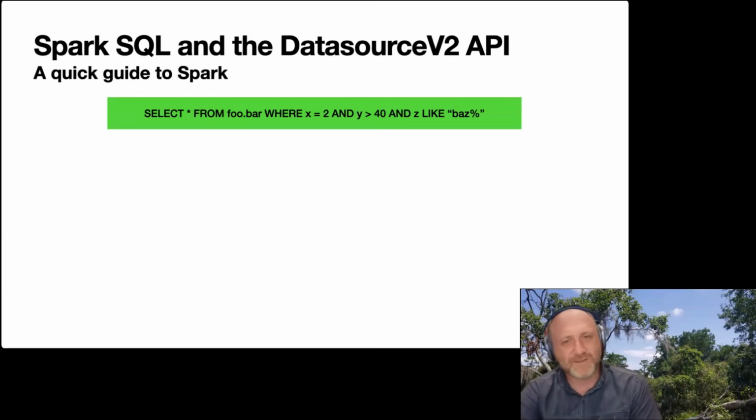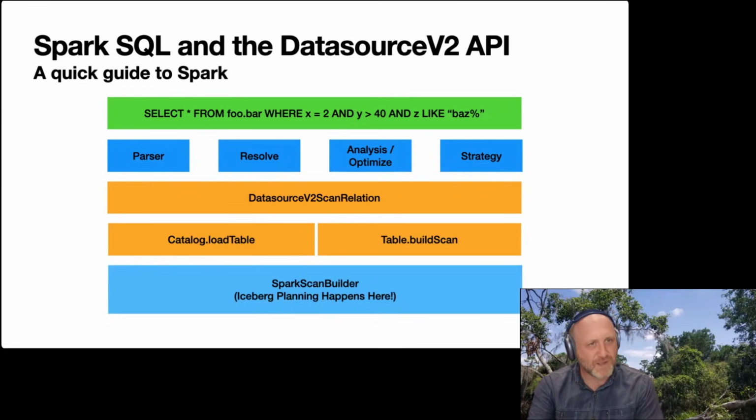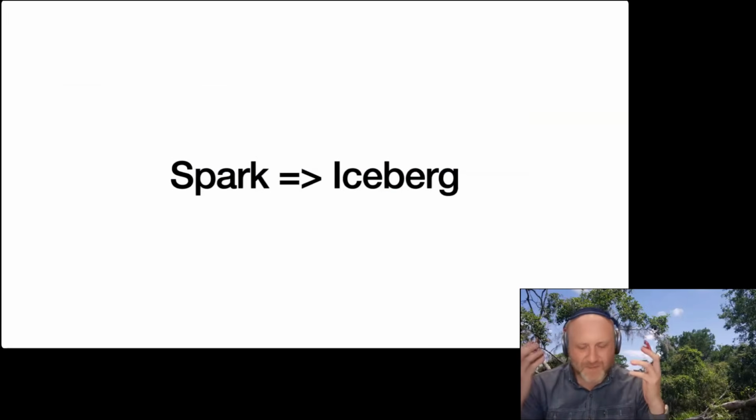So we're going to say a lot of stuff happens, and at the end of the day, we enter into the Iceberg Spark plugin, which has something called a Spark Scan Builder. This is part of the data source v2 API, but it's where Spark talks to its data sources and says, here's the stuff I know about your query. Do something with it and give me back a bunch of rows. So how do we get that stuff that's in Spark and make it into Iceberg stuff?